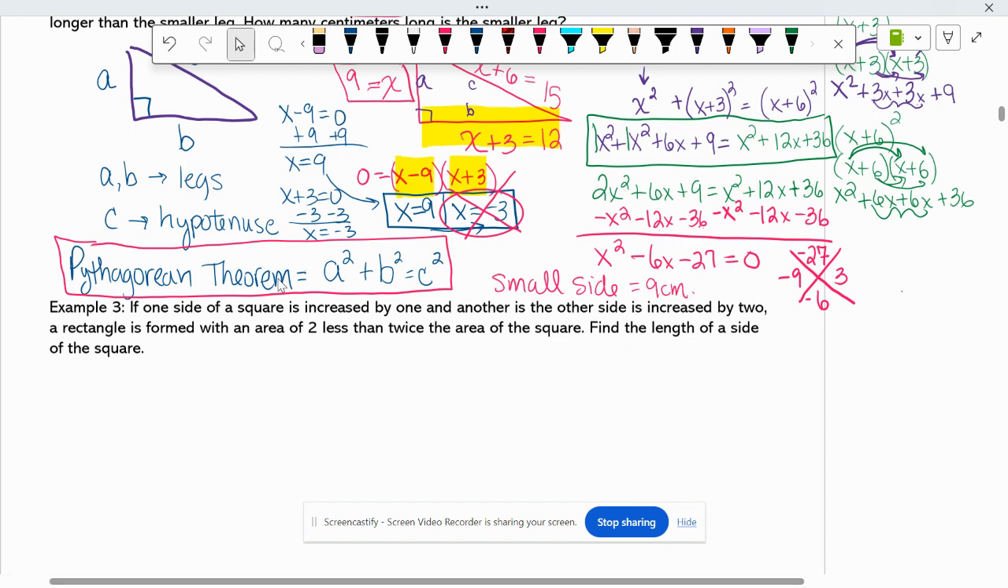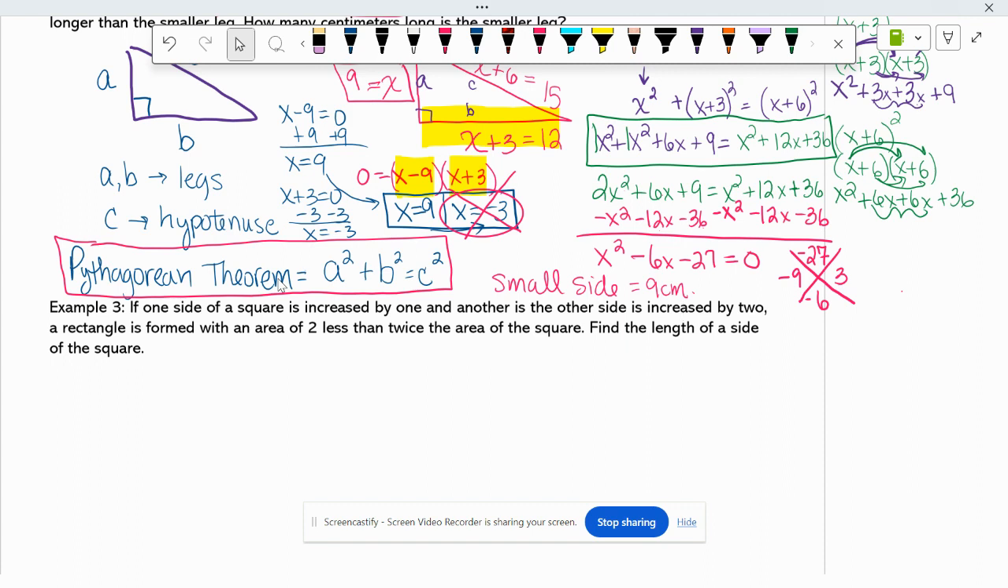Okay. Let me look at your homework for a second. Example number 3. Example number 3. I want someone to read that. Will you read that for me? Do you mind?